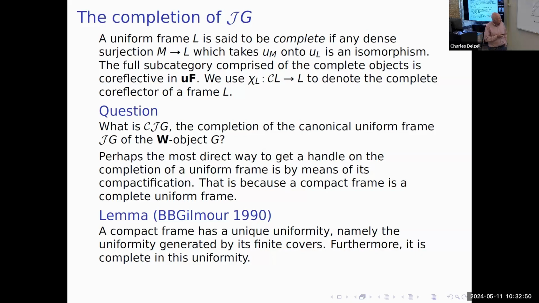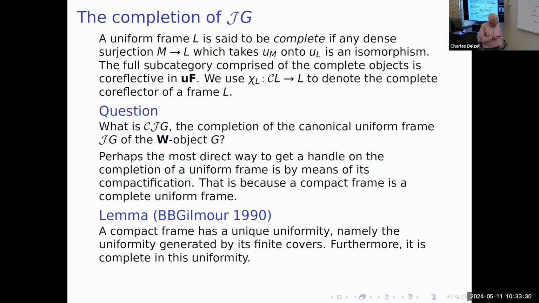So the question I would like to address is, what then is the completion? And by the way, it is a theorem in the topic that the complete objects are coreflective. I will use chi for the coreflector of L, and I will use script C for the coreflection. So C of L is the completion, and the map which takes the completion onto L is chi sub L. So the question is, what does one get as the completion of the J of G? What is the completion of J of G?